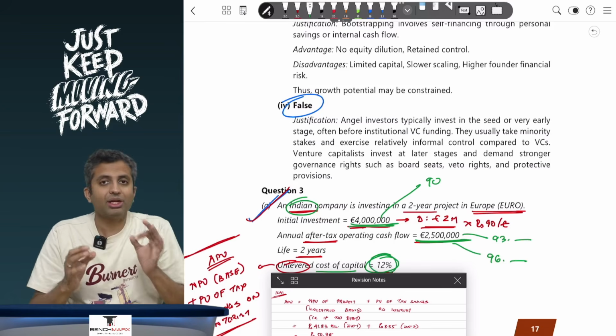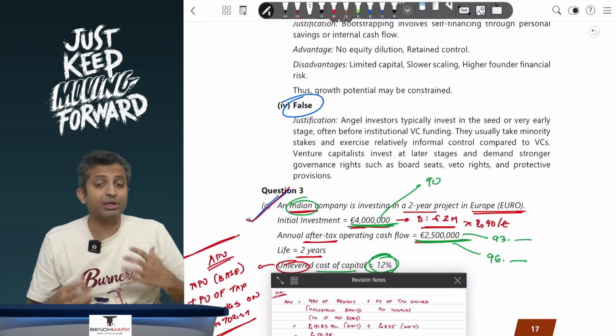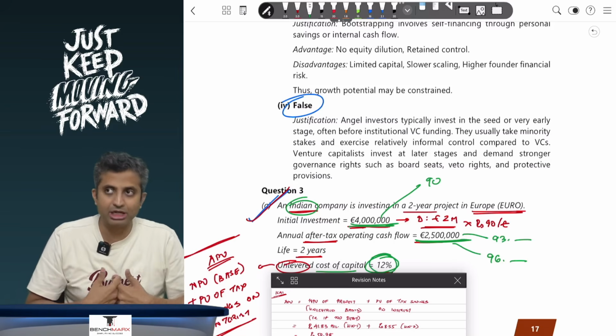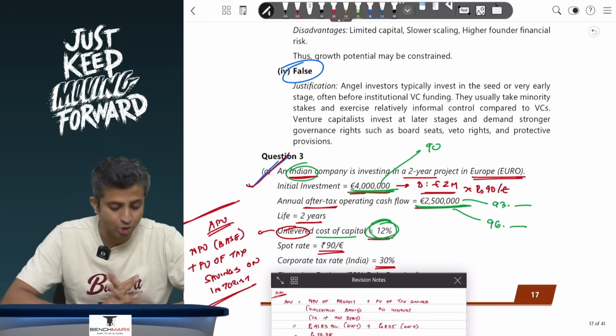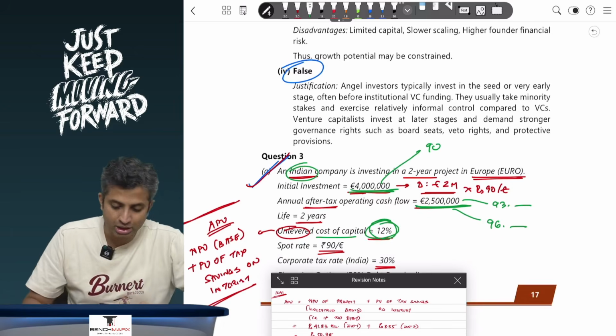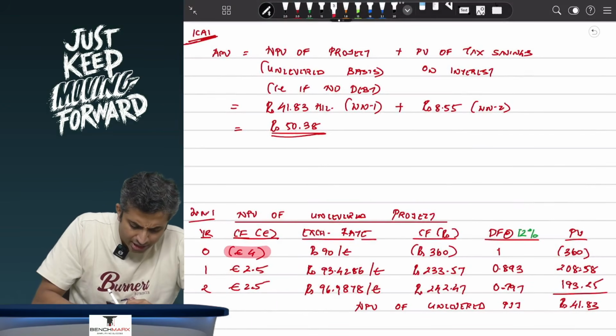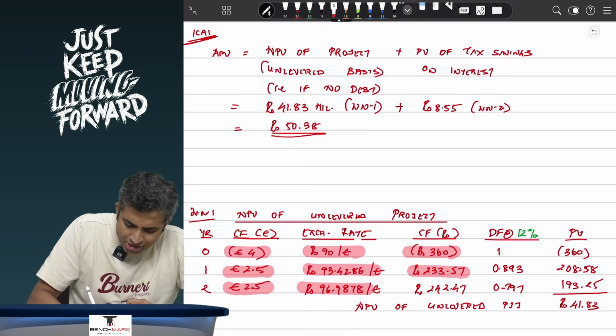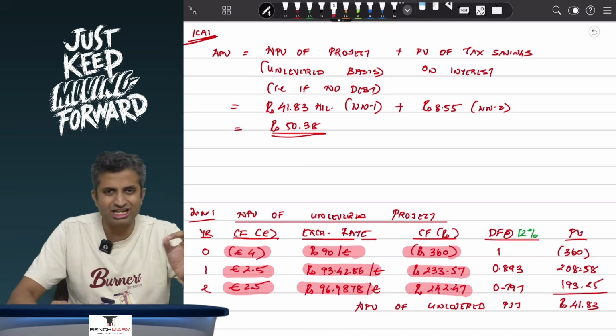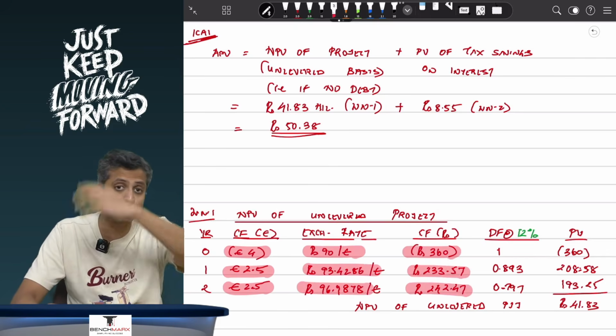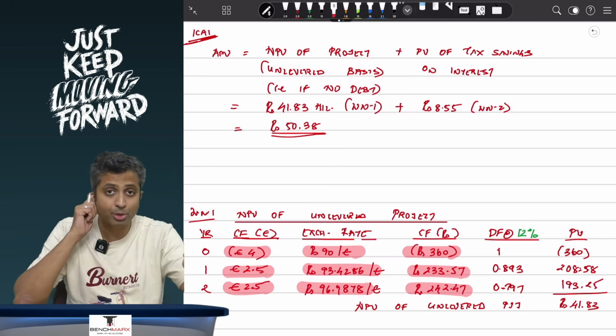Sir, why? Well, if nothing is given, the cost of capital is always your local currency cost of capital. It is not the European cost of capital, it is not the foreign currency discount rate, it is a local currency discount rate. And as a result, when I do the working, I will start with 4 million, then 2.5 and 2.5. I'll convert it at the respective rates to get the cash flows in rupees. Even if there's no debt, these are the cash flows.